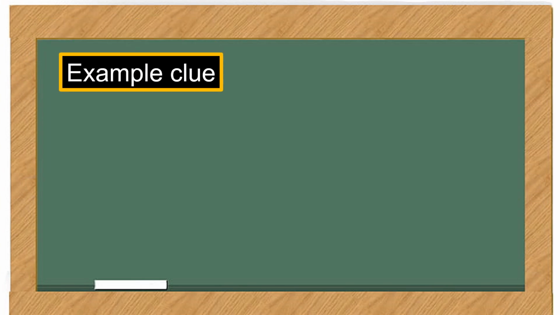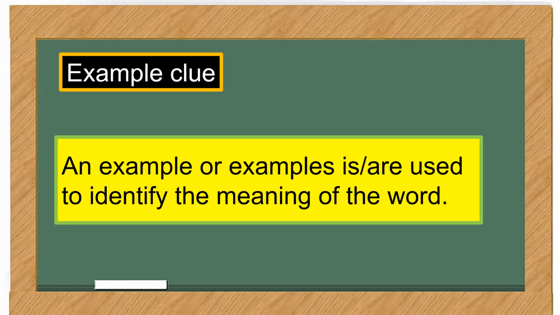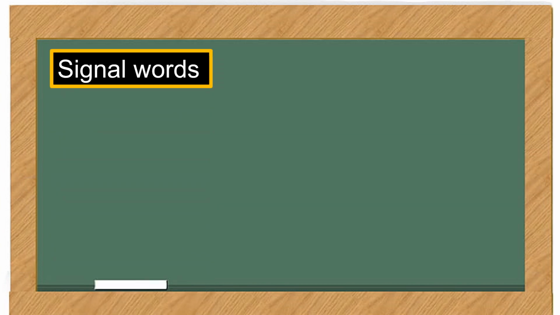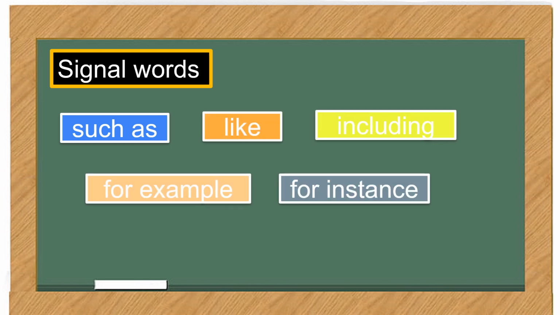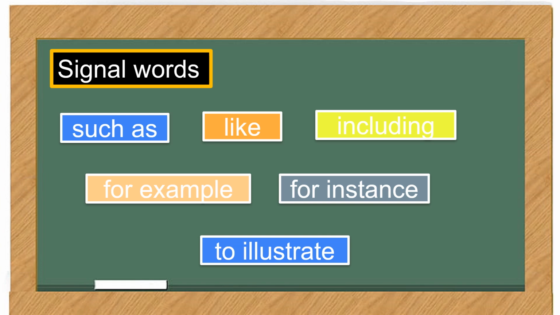Example clue is another type of context clue. Here, an example or examples is or are used to identify the meaning of the word. Some signal words for example clue are such as, like, including, for example, for instance, and to illustrate.